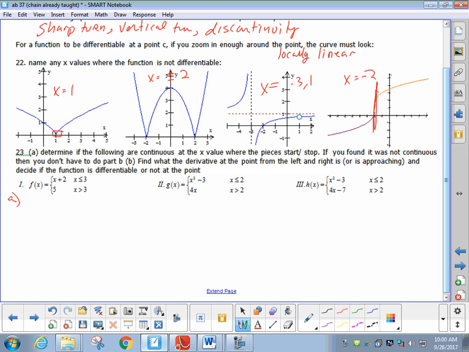Number 1, it first says continuity, so the limit as x goes to 3 from below would use this function, x plus 2. Does that equal the limit as x approaches 3 from above, which is 5? And does that equal f at the point itself, f at 3? What is the limit as x goes to 3 from the left? 5. What's the limit as x goes to 3 from the right?